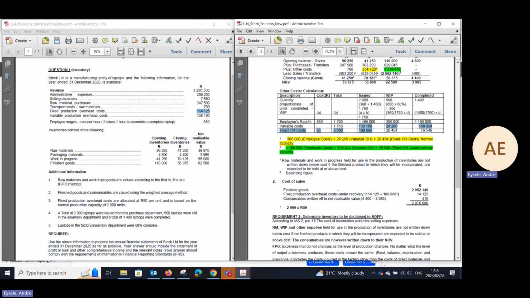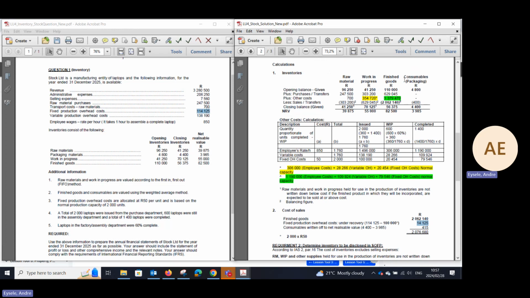Therefore, we've got an under recovery of cost, and we need to add it to your cost of sales, because you've actually incurred 114, but we've only allocated to production, so we've under exposed ourselves to the cost. Therefore, we need to increase the difference between the actual expenditure minus that which was based on normal capacity, and that's 14,125.